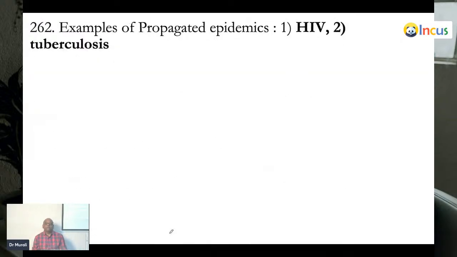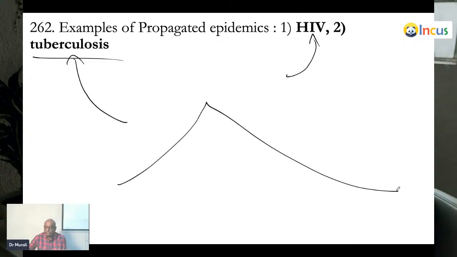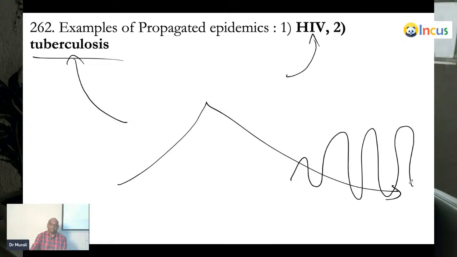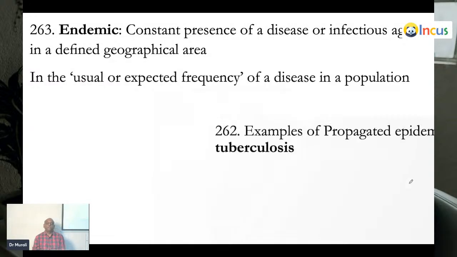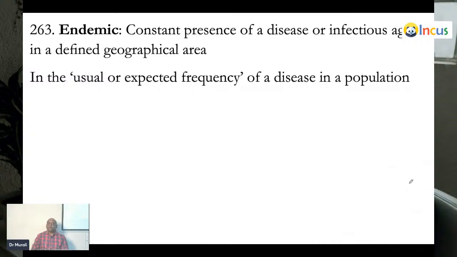Now, doctor, there are some examples of propagated epidemics like HIV, tuberculosis. They're all examples of propagated: gradual rise, gradual fall, interrupted by secondary waves. That is propagated epidemic. Endemic is constant presence.